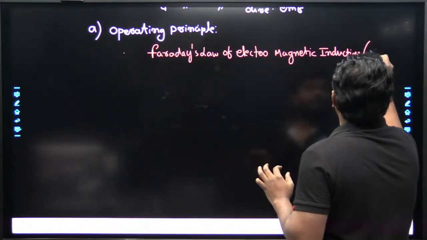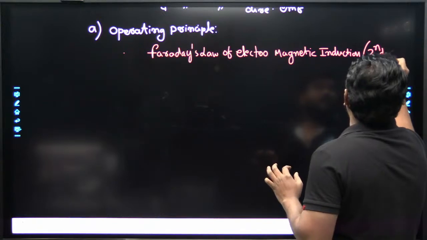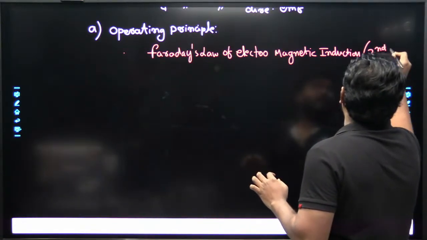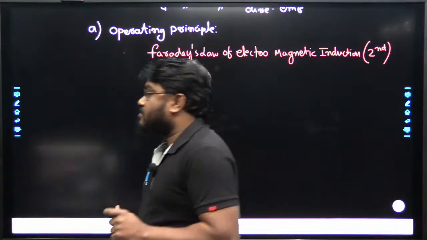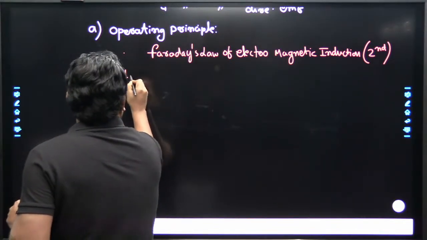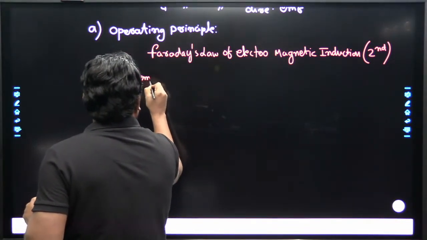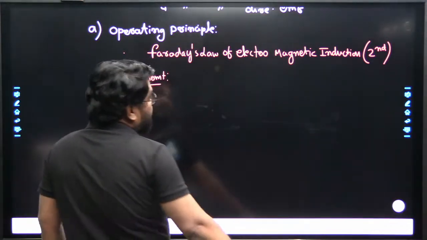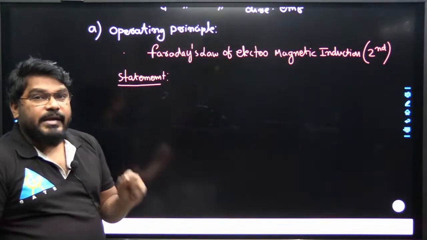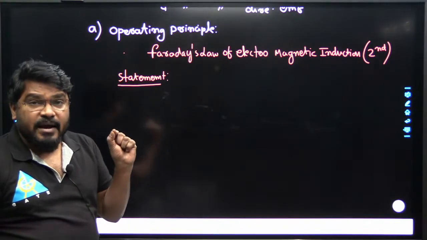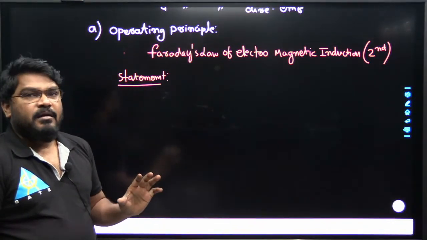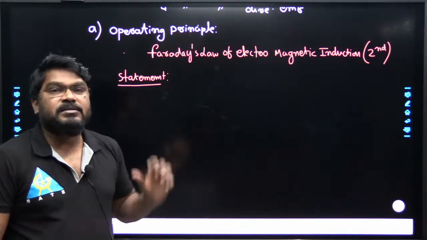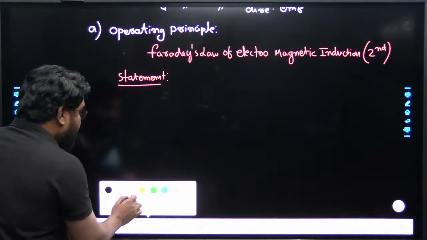According to the second law, what is the statement of this law? The statement means whenever a coil is excited with the AC supply, the EMF induced in a coil or winding is directly proportional to the rate of change of flux linkage. So what is the statement of this one?